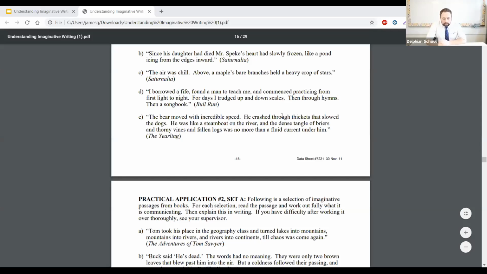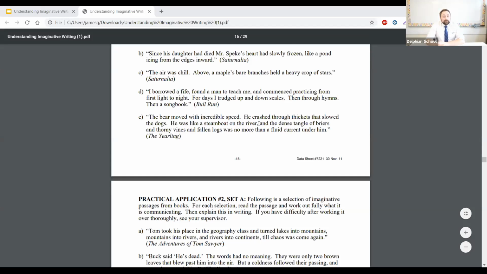Cassidy says it is another simile. It is saying that the thickets and thorny vines did not slow him down at all. Yeah, I think you make a good point there. Yeah, a lot of other viewers are saying it's a simile too. So let's look really quickly at why that's a simile and what it's saying. So yeah, it says he was like a steamboat on the river.